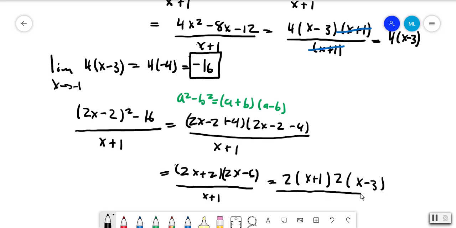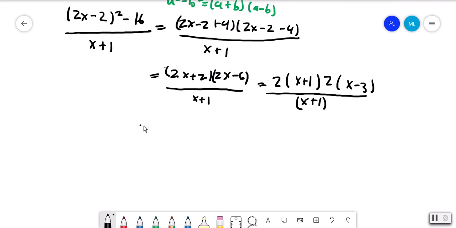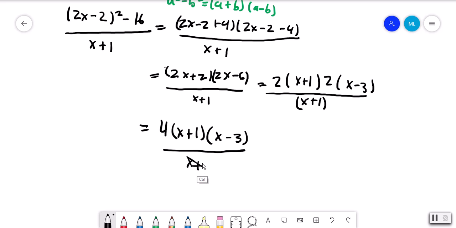Now, basically, you end up with 4 times x plus 1 and x minus 3, which is the exact same thing that I showed up over here. So the expression becomes 4 multiplied by x plus 1 multiplied by x minus 3, all divided by x plus 1. But the factor of x plus 1 actually will cancel out, and then you end up with it simplified to 4 multiplied by x minus 3.